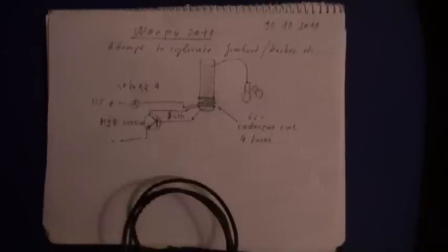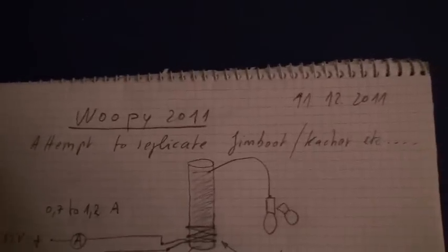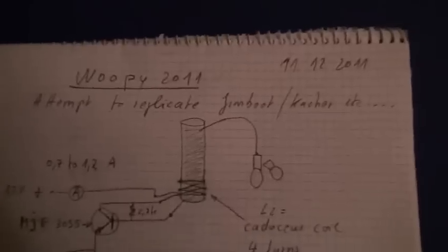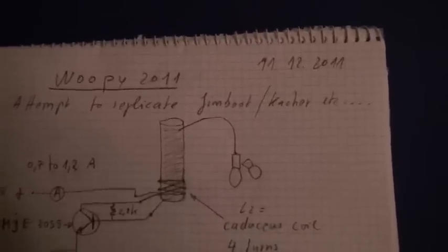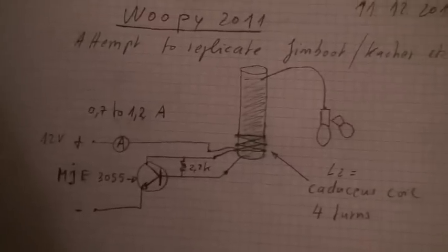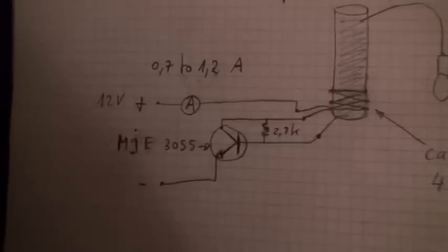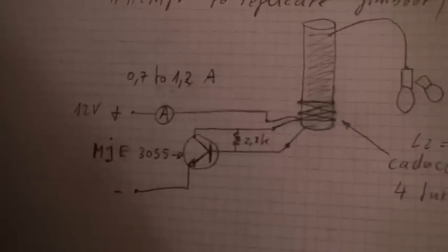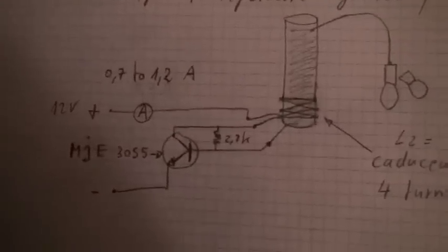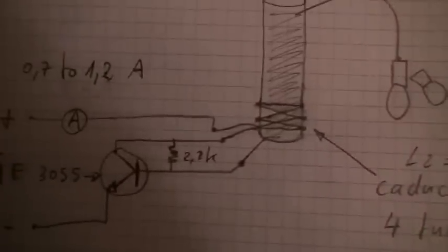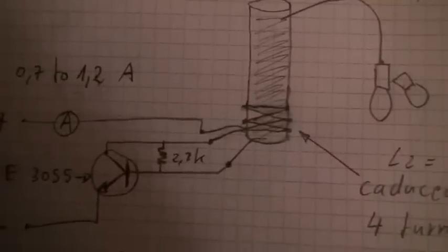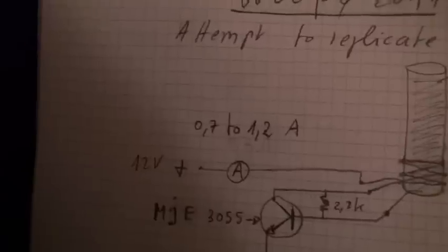This is Whoopi speaking, and tonight I try to replicate what Jimboot made in the temp of kacher, I don't know exactly his name. So I took this really simple circuit, which is made with an MJ3055 transistor, a small resistor 2.2K, 12 volts input.